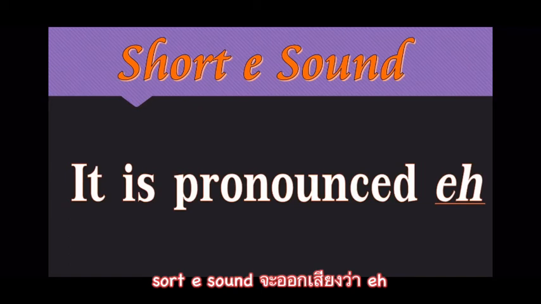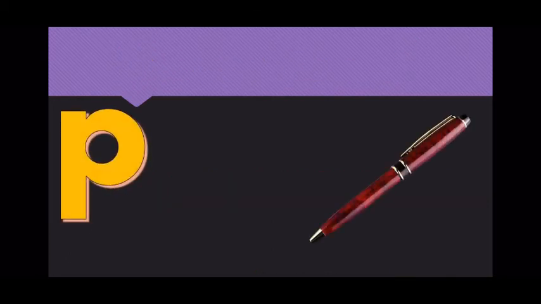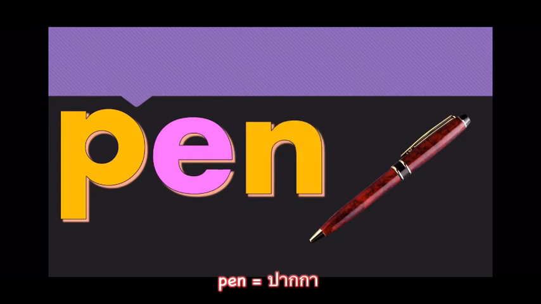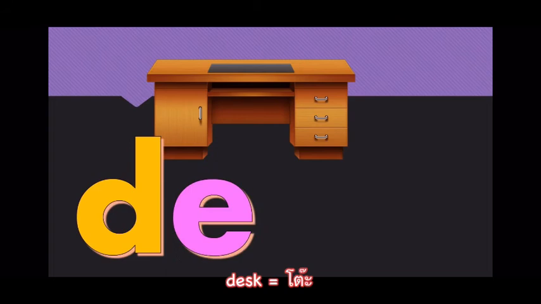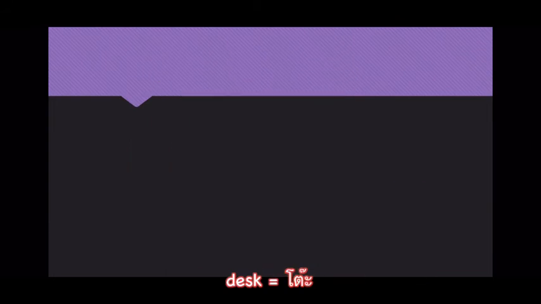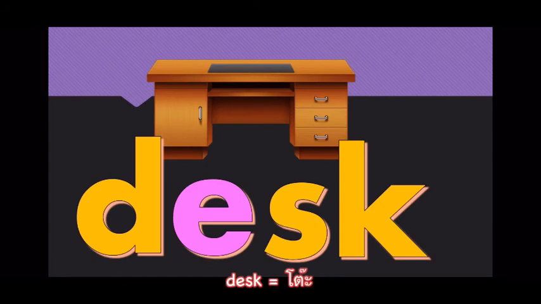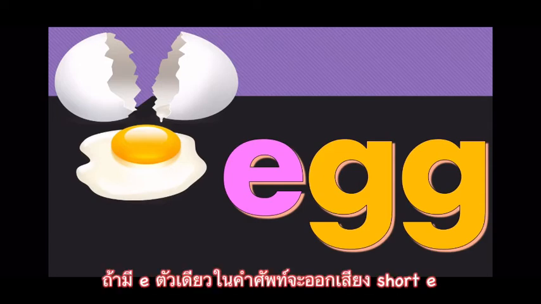Okay, now let's go to the short E sound. For the short E sound, it is pronounced as E. Everybody say E. E sound, E. E for P, E, pen. P, E, pen. Next we have D, E, S, K, desk. Next we have E, G, G, egg.